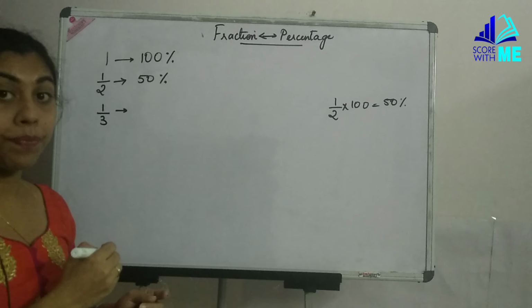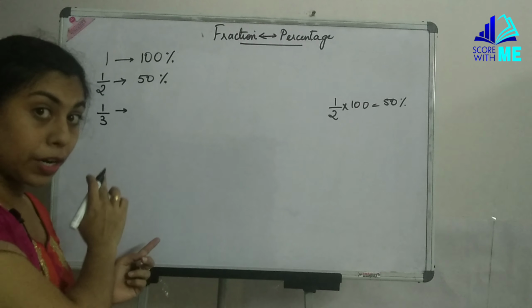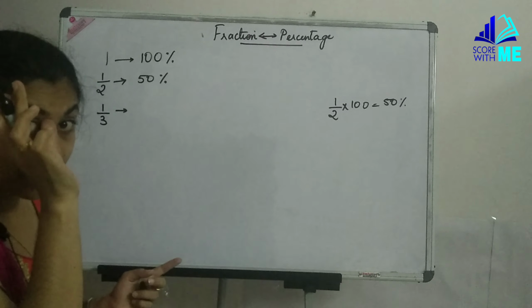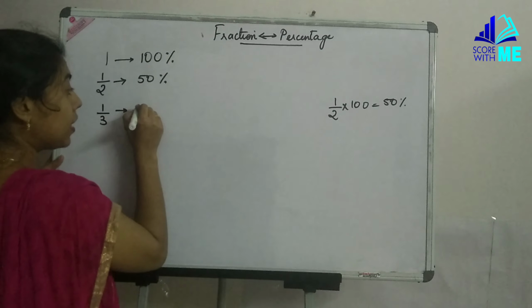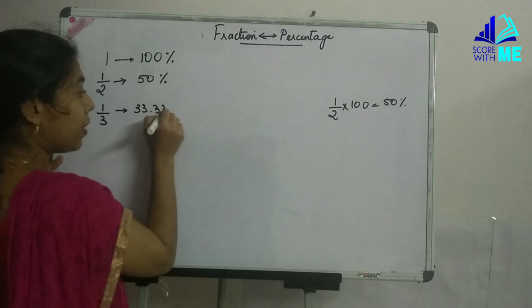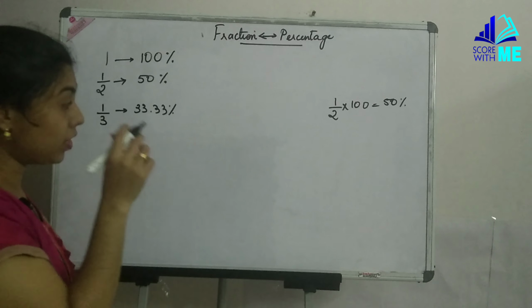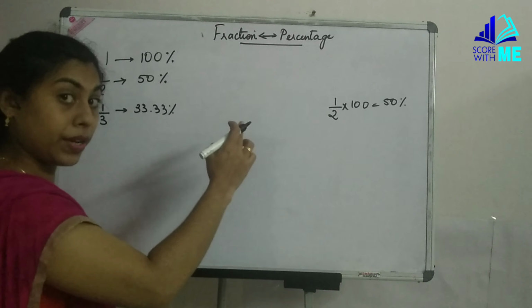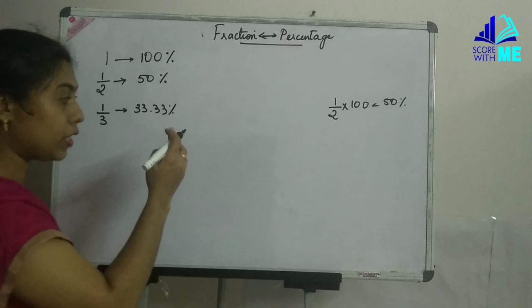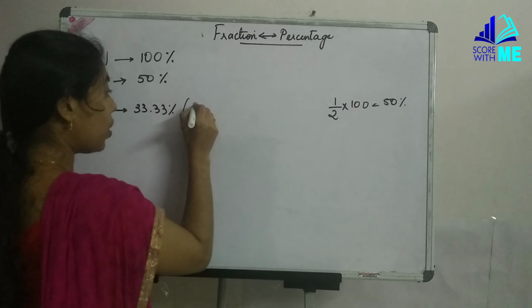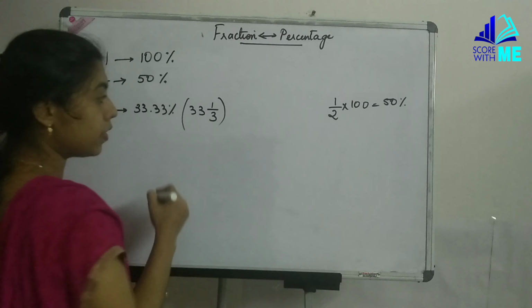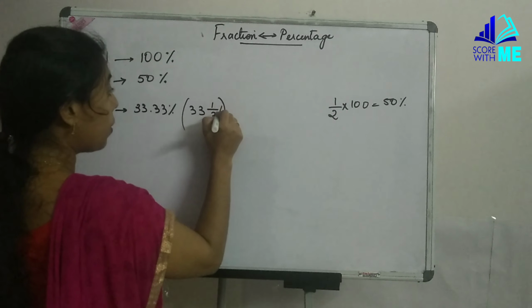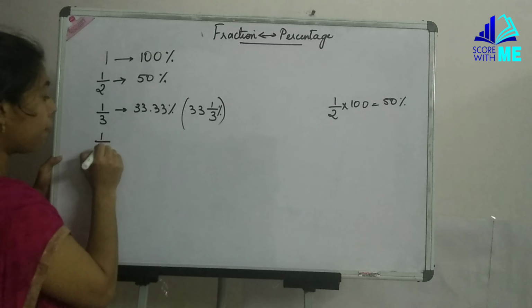Next, 1 by 3. To find the percentage equivalent of the fraction 1 by 3, what must we do? We must multiply this by 100. 100 by 3 gives us 33.33%, but in the examination it goes like 0.3333, so that does not give us a complete value. For this, its actual value is 33 1 by 3%.